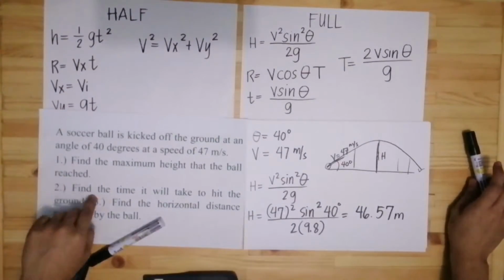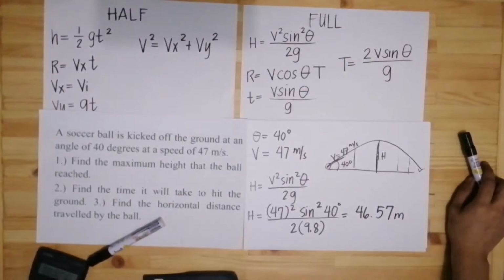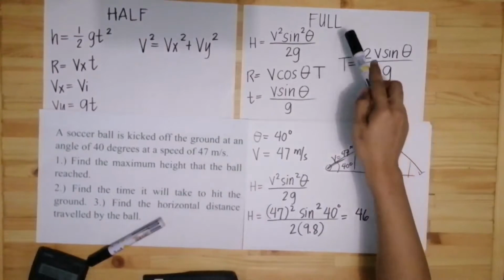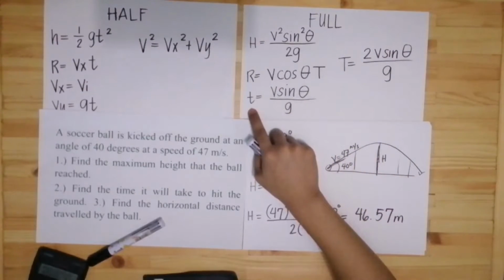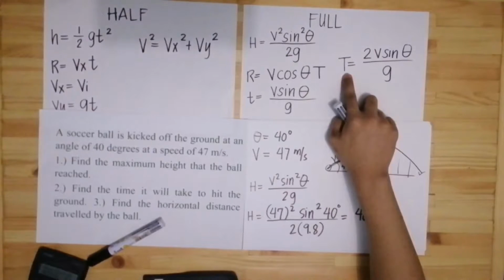Next is number 2. Find the time it will take to hit the ground. Tignan nyo itong formulas natin sa full. Meron tayong capital letter T and the small letter t. Kasi itong capital letter T is the total time.